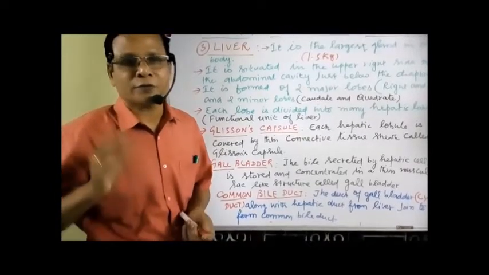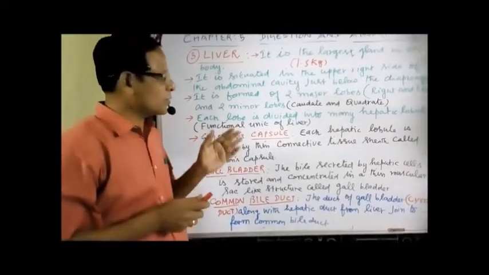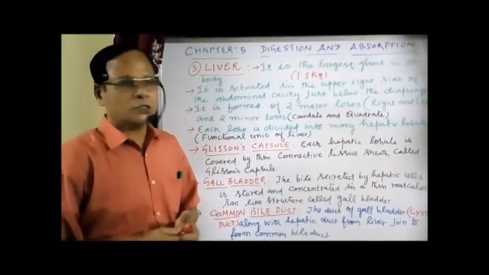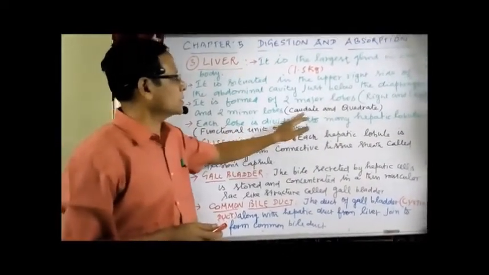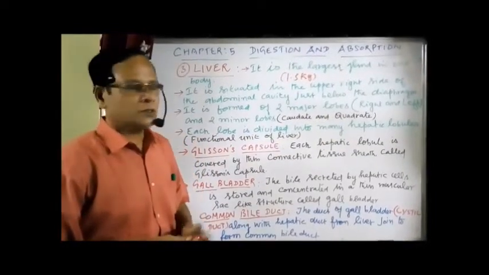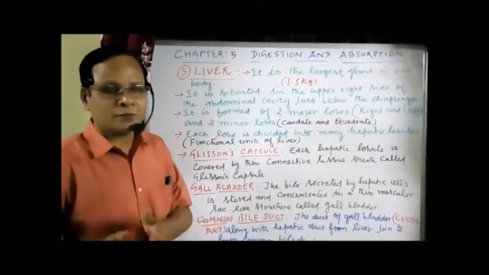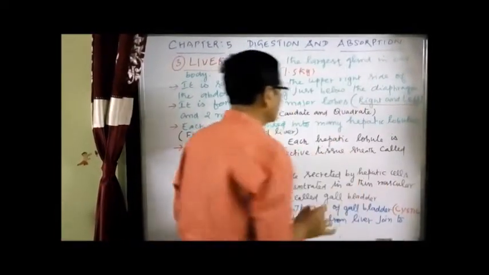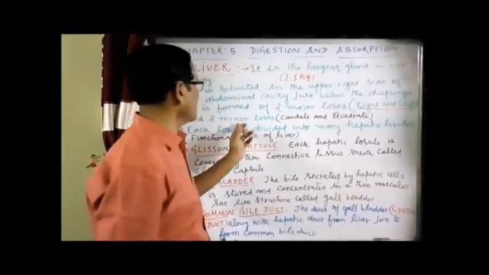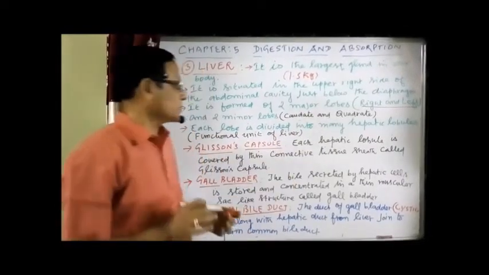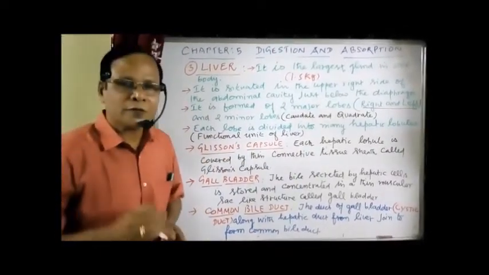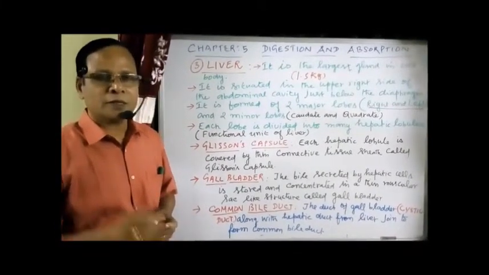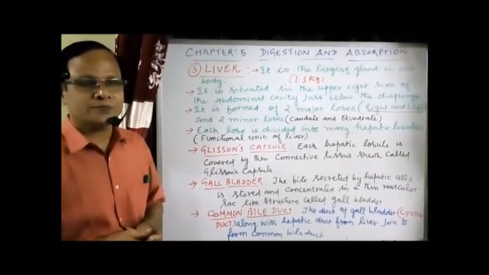just below the diaphragm. It is formed of 2 major lobes and 2 minor lobes. The 2 minor lobes are called caudate and quadrate. The major lobes are called right and left lobes. And each lobe is further divided into many hepatic lobules, which are the functional unit of the liver.